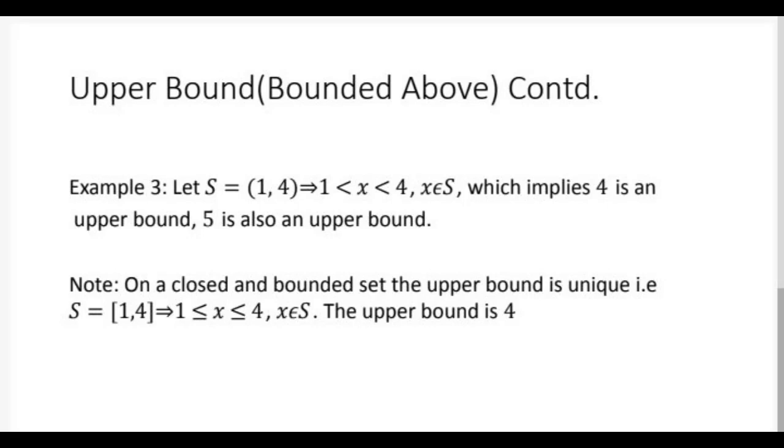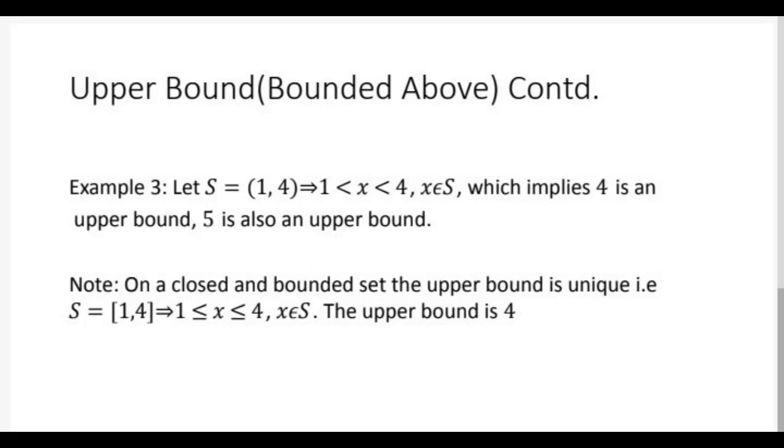Now, here's an important note. When the set is closed and bounded, the upper bound is unique. For example, if the set S is defined as the closed interval from 1 to 4, then the values of x satisfy the condition that x is greater than or equal to 1 and less than or equal to 4, and x belongs to the set S. In this case, the upper bound is exactly 4, because 4 is included in the set and no number less than 4 can serve as an upper bound.